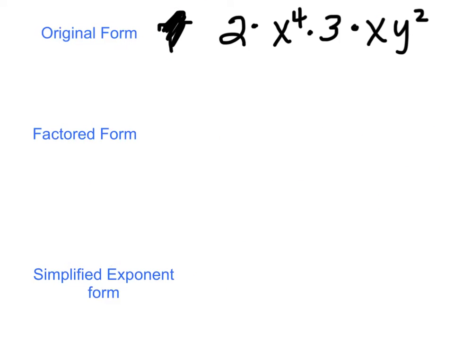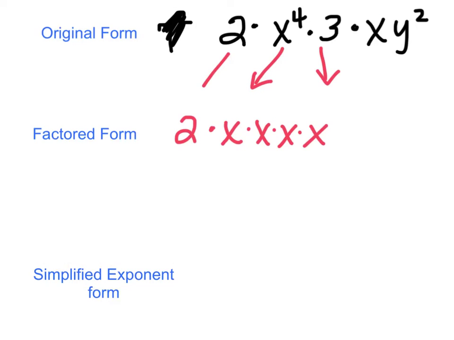All right, we have one more. Let's try this one. Okay, so I'm going to kind of factor it out. So the 2 I'll just keep times x to the 4th is x times x times x times x. The 3 I'll just keep. And then it just says times x. And y squared would be y times y.